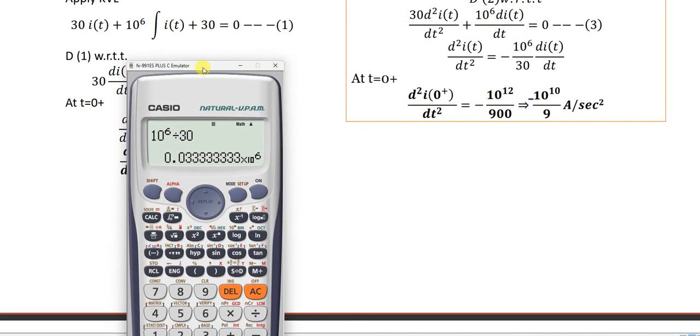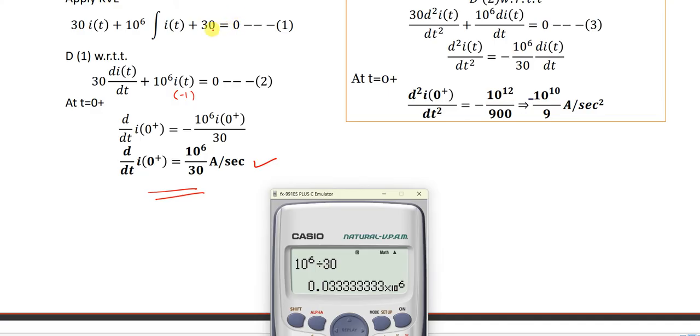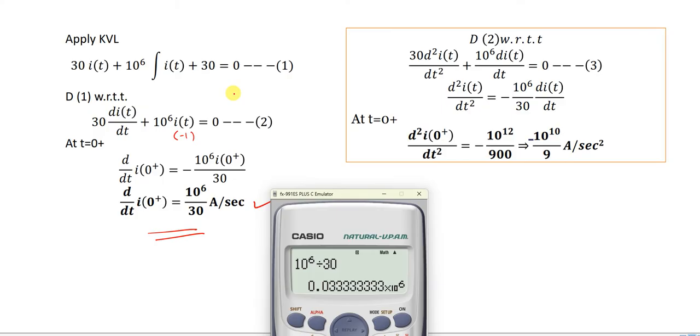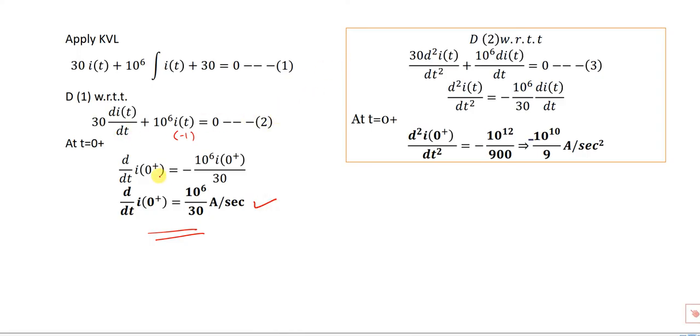Similarly, I have to find out d square I by dt square. So this equation number 1, we have to differentiate once again. Equation number 1 is already differentiated, and we got equation number 2. Now in order to get d square I by dt square, the di by dt term must be differentiated once again. So you have to differentiate equation number 2. If you differentiate equation number 2, 30 d square I by dt square plus 10 power 6 di by dt is equal to 0.